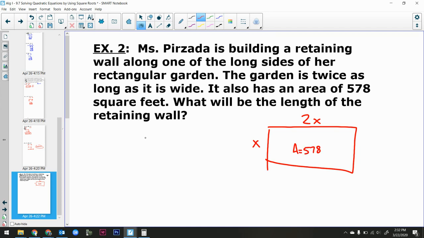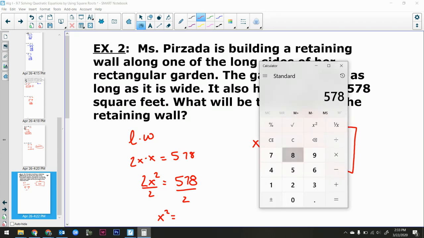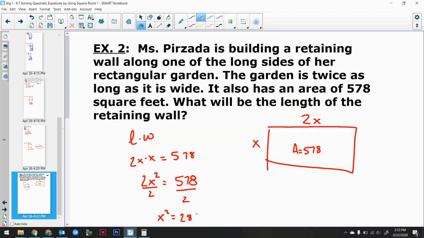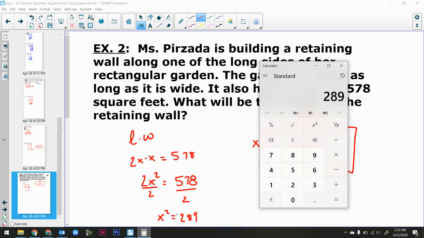So we can say, well, what's the area of any rectangle? It's just length times width, or 2x times x. That's the area. Okay, so what does that mean? That's 2x squared, right? Is equal to 578. We divide by 2 on both sides and get x squared is equal to 578 divided by 2, which is 289. Okay, and now when we square root 289, it's 17.